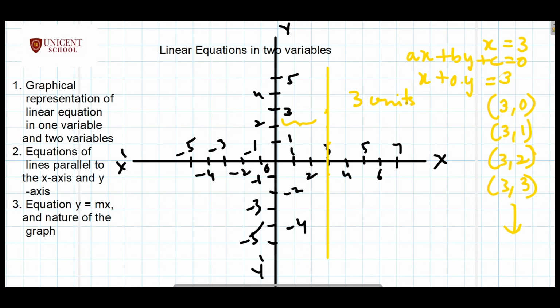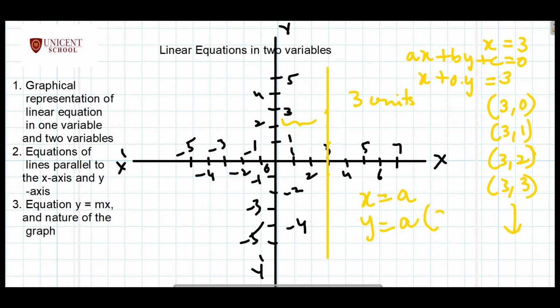So what is the general equation in such a case? That is, what is the general equation for a line parallel to the y-axis? It will be x equals a, where a can be any value. Here we have 3. In the same manner, what will be the equation for a line parallel to the x-axis? Generally, it will be y equals a.